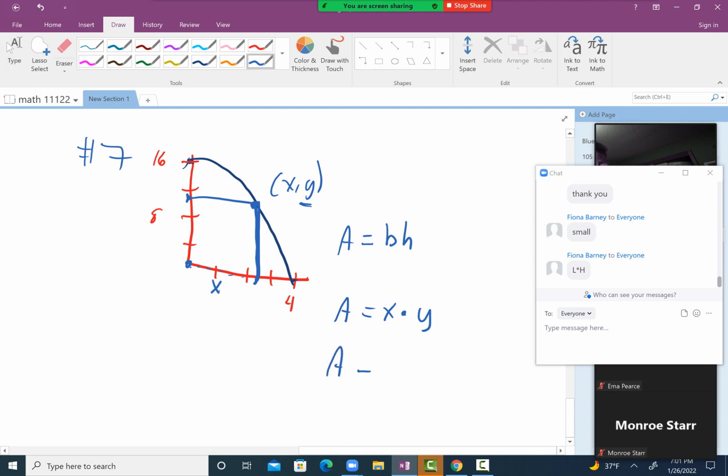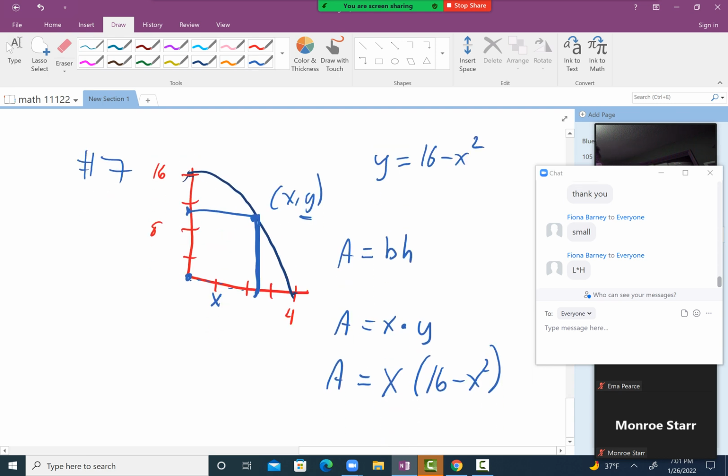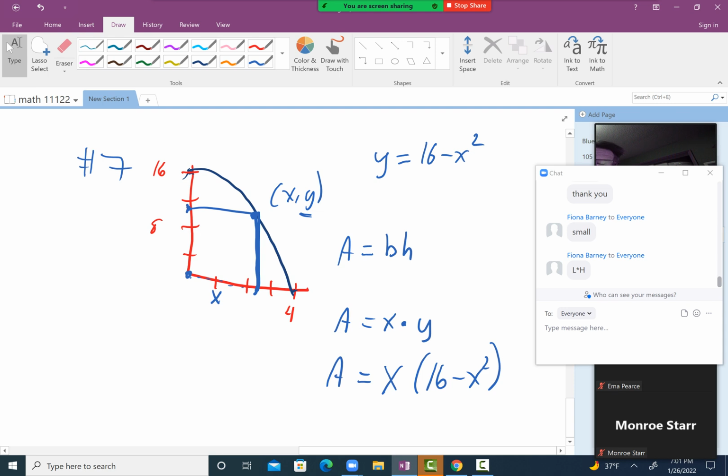The only problem is that the question says express the area of the rectangle as a function of x, which means you can't have a y in there. You can only have an x. The good news is they said that y was equal to 16 minus x squared. So I'm going to put an x here, and then in parentheses, I'm going to put 16 minus x squared like that. And then I'm going to stop for a second in case you're writing this down or looking at it. All right, so you can see what's going on. I don't want to go too fast.